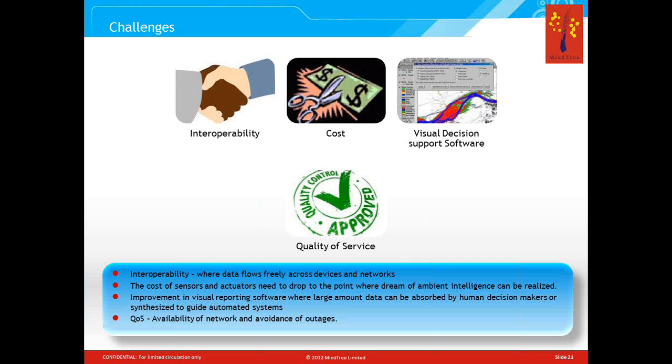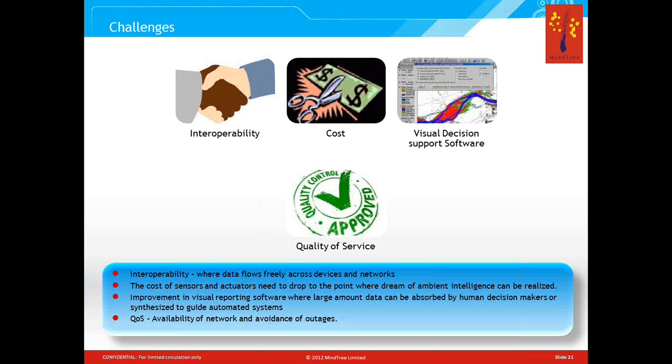Now, next is the cost. Although the cost is dropping, it still needs to drop even more for applications like wireless sensors. If you want to deploy wireless sensors in huge numbers, then the cost has to be negligible. It should be very low.